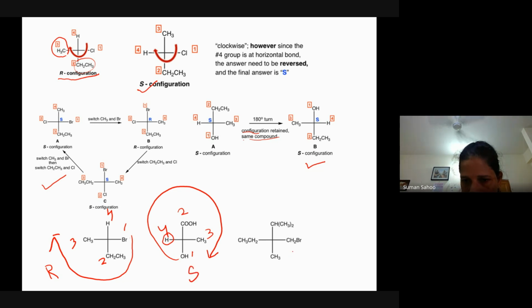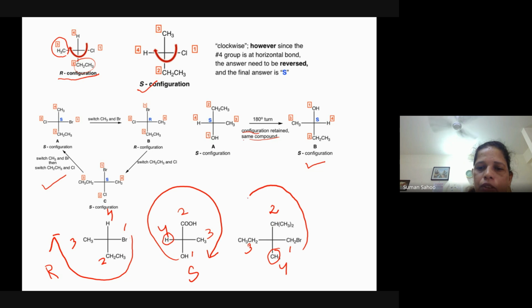And in this case, this one is first priority because you have a bromine. Then here after carbon you have two carbons, but here after carbon you have another two carbons, so this one is going to be second priority, this one third, and this one fourth. Here the fourth, the lowest priority group, is already in the vertical position, so when we trace from 1 to 2 to 3, it is in an anti-clockwise direction, so this would be assigned S.